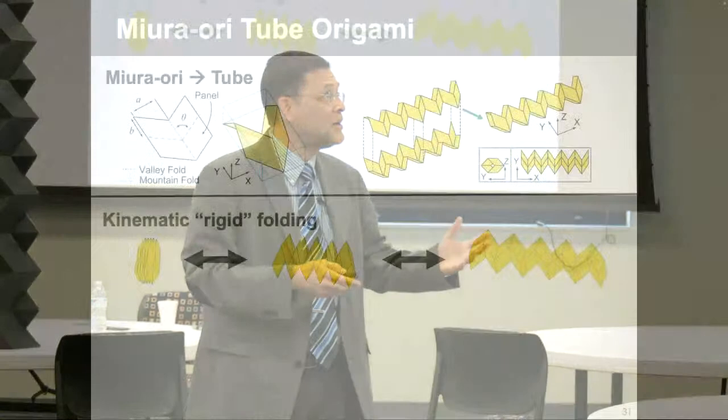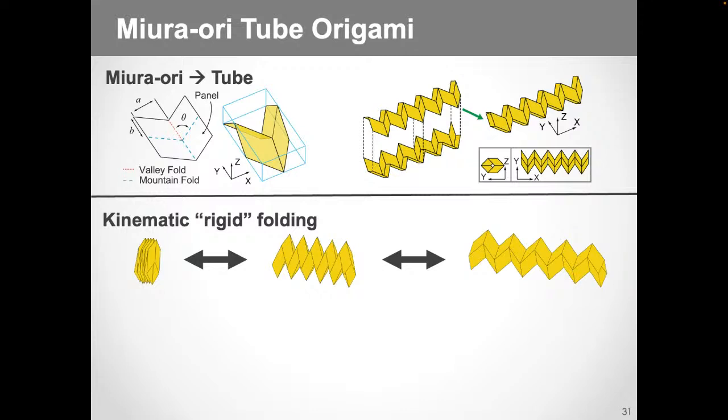Yeah, yeah. You form a tube, right? So like this. And I like tubes. We are going to study tubes. There has been a lot of work done with kinematic folding. What happens is, if the origami is rigid, like the one you make with Legos, then kinematics would explain everything, the entire behavior.